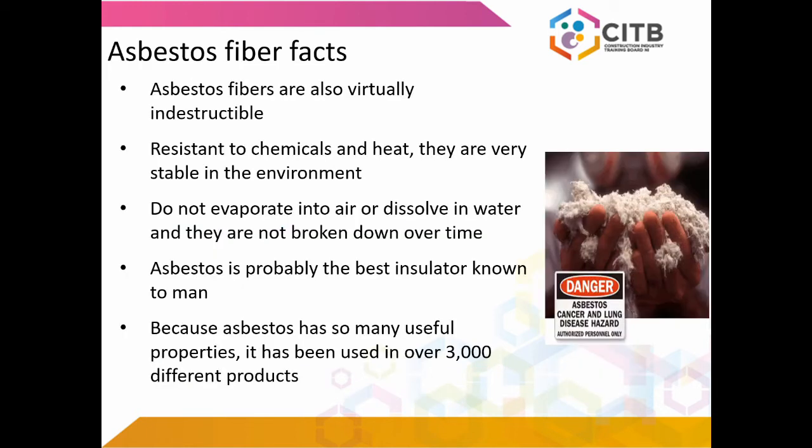Asbestos fibre facts. Asbestos fibres are virtually indestructible. Resistant to chemicals and heat, they are very stable in the environment. They do not evaporate into air or dissolve in water, and they are not broken down over time. Asbestos is probably the best insulator known to man. Because asbestos has so many useful properties, it has been used in over 3,000 different products.